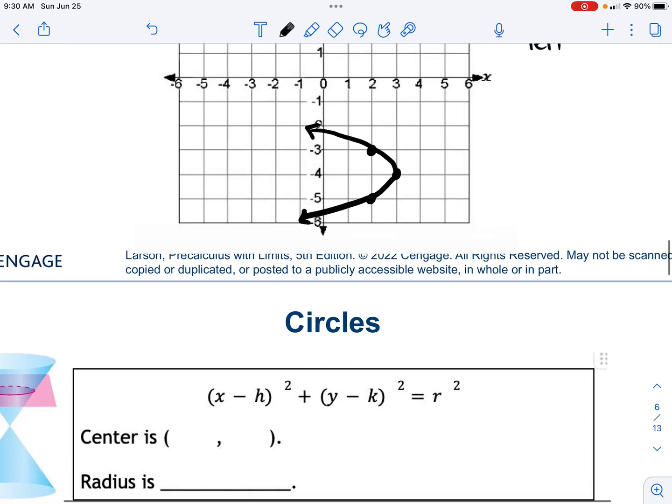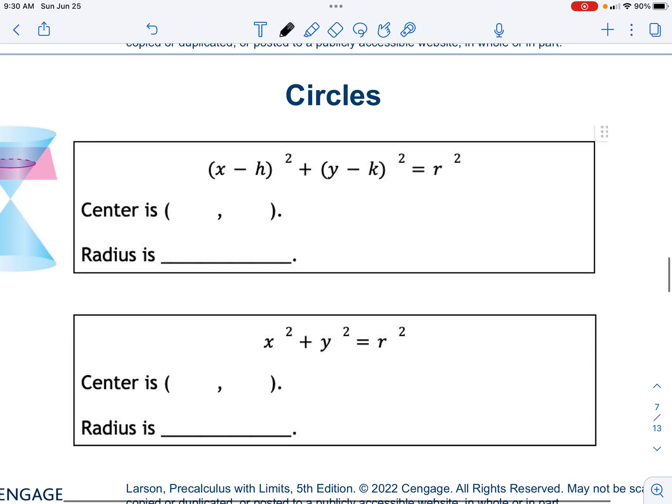All right, moving on. Circles, here are the two formats that we'll see for circles. They're the same. I just have one that has a specific center. So we'll look at the top one first. The center is going to be h, k. You'll take the h and k from the numbers in the parentheses with the x and y. And the radius is r. You'll see over here in standard form, it's r squared, so it's going to be a radius squared. So you will have to square root that to get the radius.